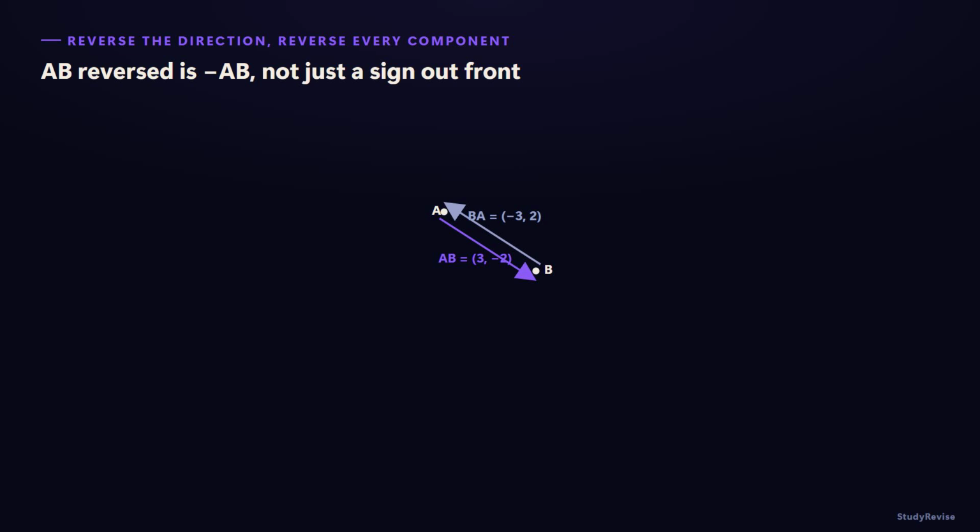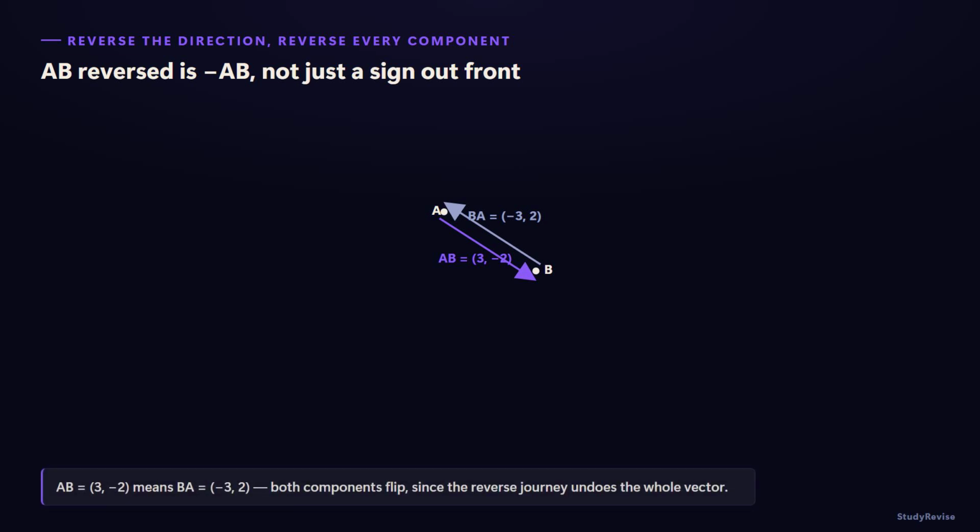If the vector from A to B is written as a column vector, 3, -2, then the vector from B to A, the exact reverse journey, is -3, 2. Both components flipped, not just the overall sign written once out front. Get the direction backwards in a vector problem, and every step built on top of it points the wrong way too.